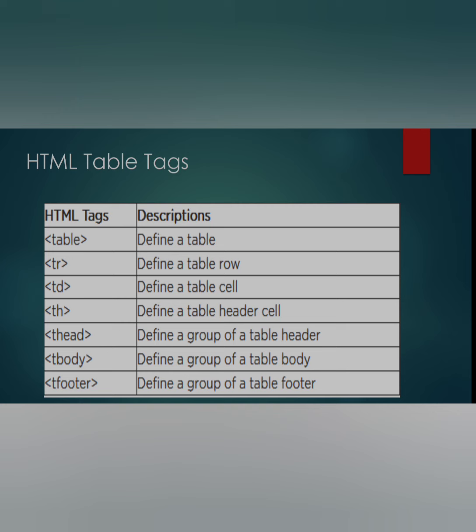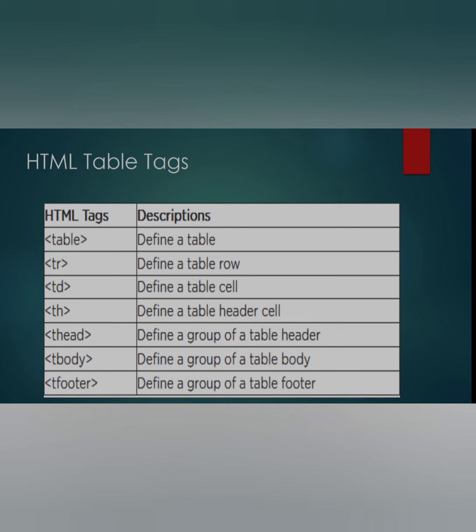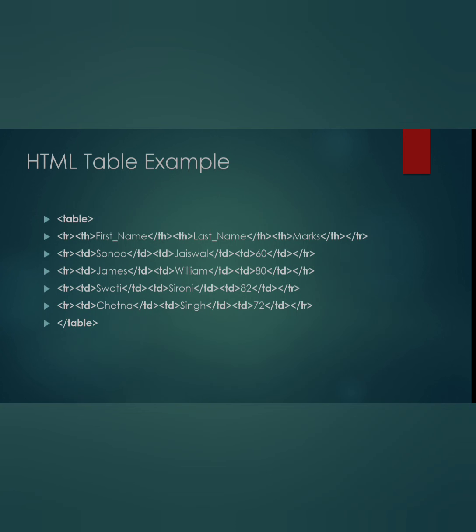These are the tags we are going to use in HTML tables. Table is used to define the table, TR table row, TD table cell, TH table header cell, THEAD defines a group of the table header, TBODY defines the group of the table body, TFOOT defines the group of the table footer.